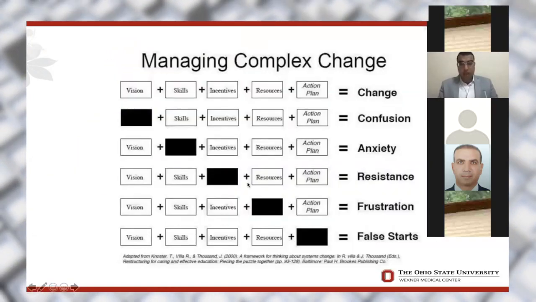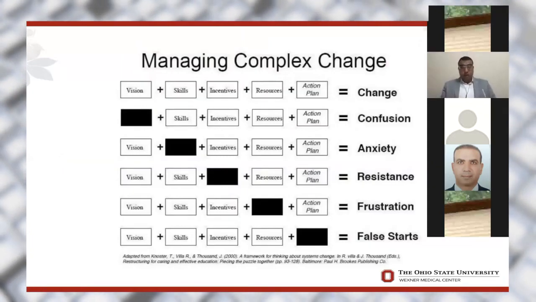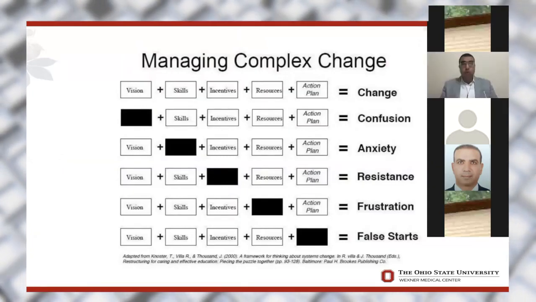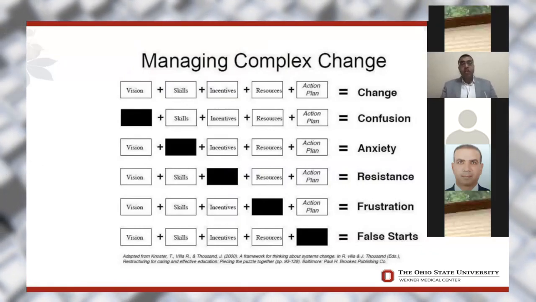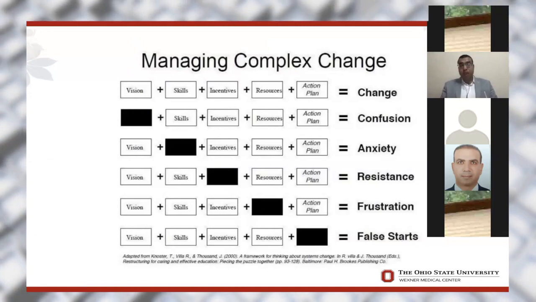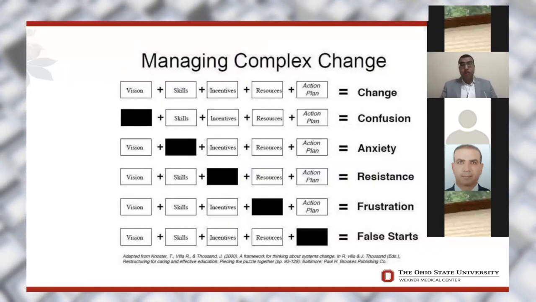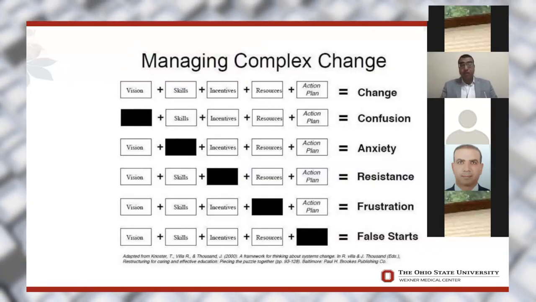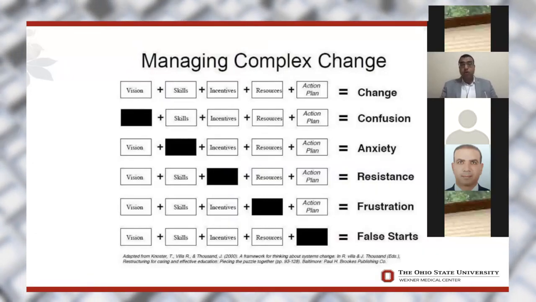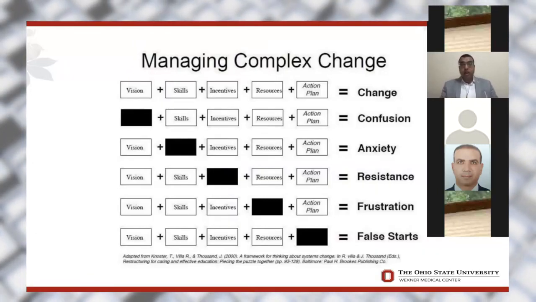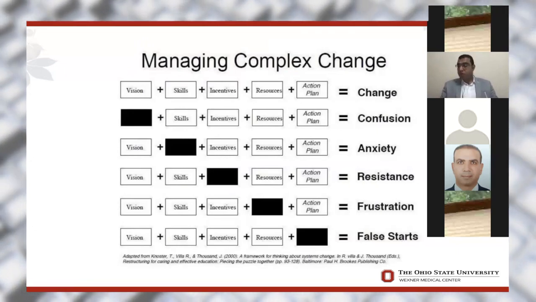This is a nice framework for how to make a change in your career, or generally in your life. To make a change, you should have a vision, skills, incentives, resources, and an action plan. If you have no vision, you get confused. If you have no skills, you get anxious. If there are no incentives, you will suffer from resistance. As in some developing countries, if there are no resources, you will get frustrated. Finally, if you have no plan, there's going to be a false start.